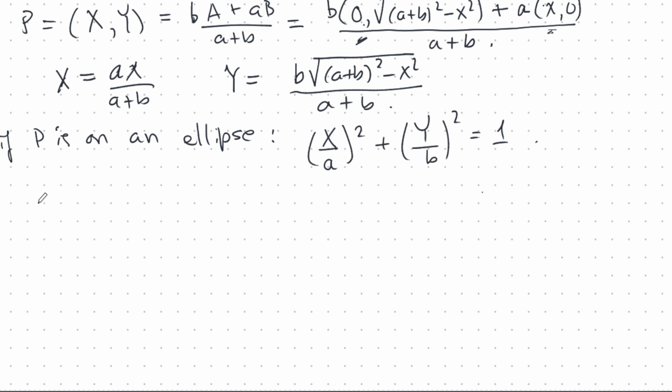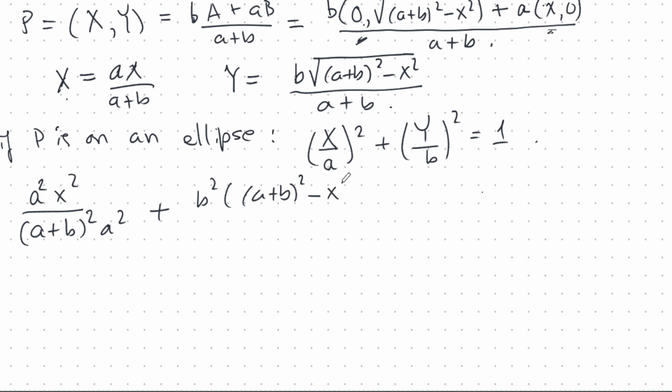Right, so let's plug in big X there. We have A squared x squared over (A plus B) squared, but we have an A squared also there. And now let's do Y. So we have B squared, and this becomes a bit nicer. (A plus B) all squared minus x squared. The root goes away. (A plus B) all squared, and there's a B squared here.